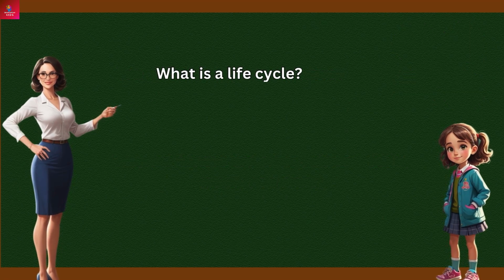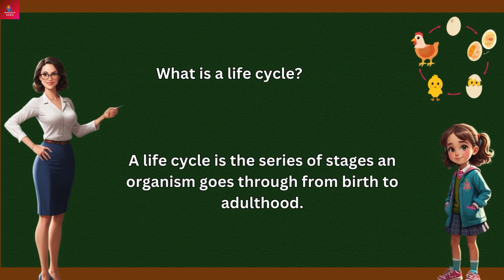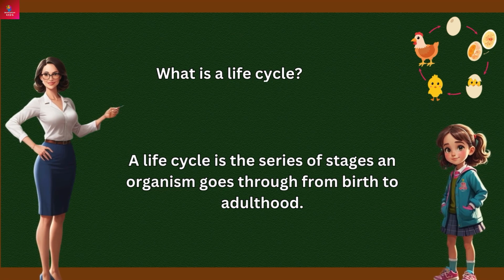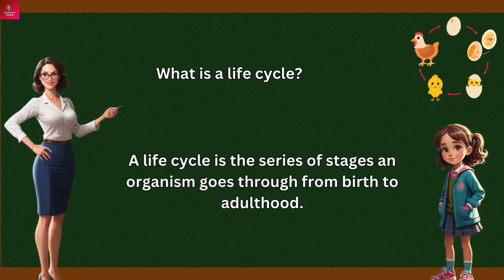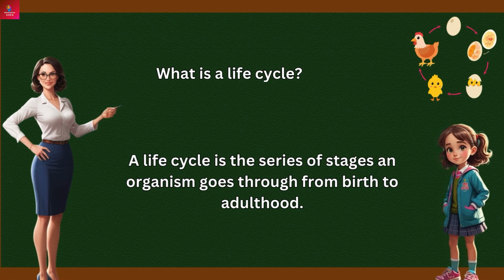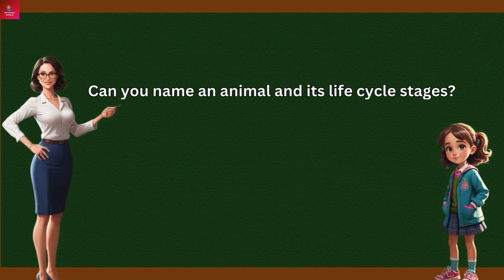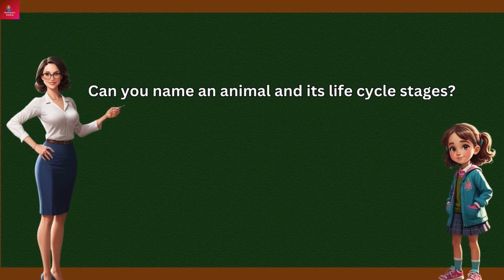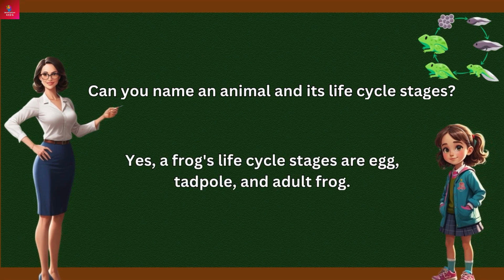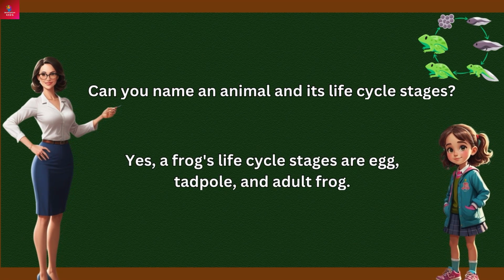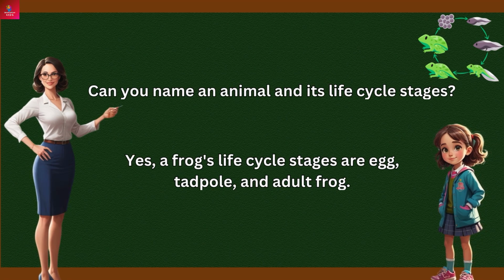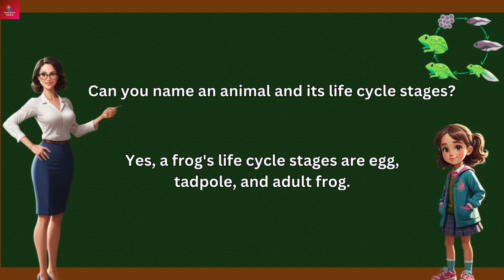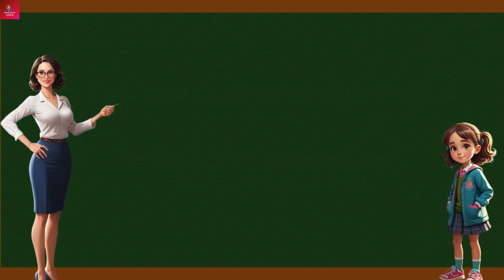What is a life cycle? A life cycle is a series of stages an organism goes through from birth to adulthood. Can you name an animal and its life cycle stages? Yes, a frog's life cycle stages are egg, tadpole, and adult frog.